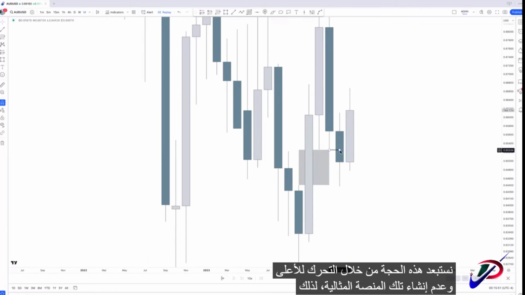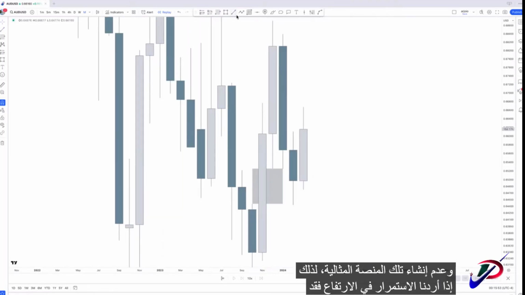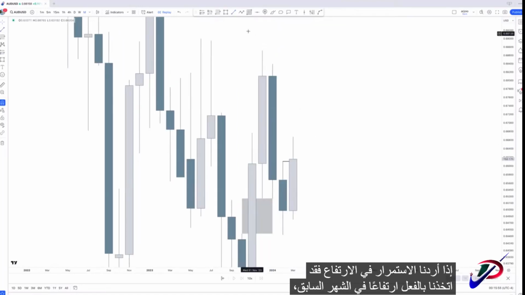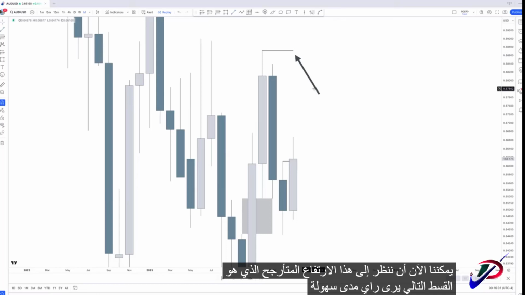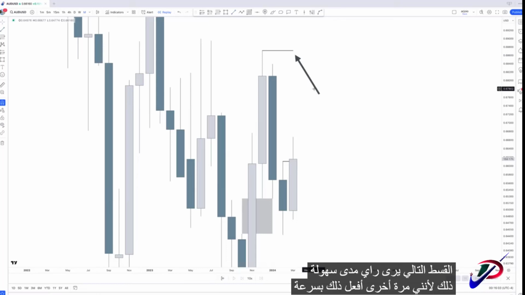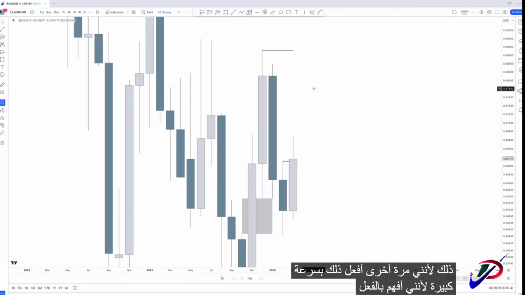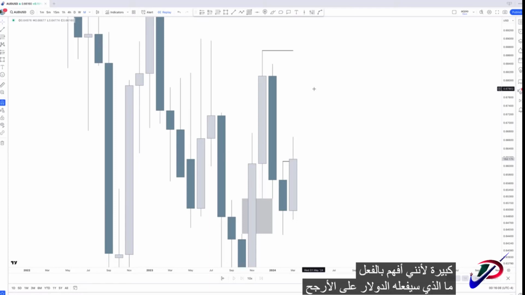Perfect. So if we want to continue higher, we have already taken the previous month high. We can now look at that swing high. That is the next premium array. See how much easier that is, because again, I'm doing that quite fast because I already understand what the dollar is most likely going to do.